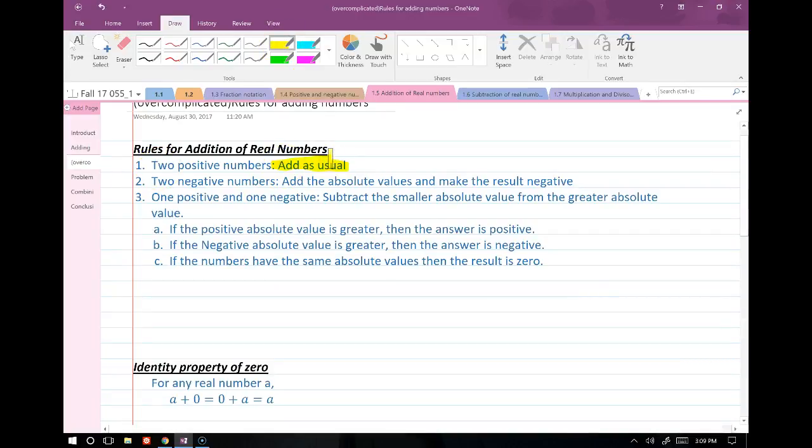No problem. If you have two negative numbers, you just add the absolute values and make the result negative, right? So negative 10 plus a negative 10 is negative 20, right? We're just going further in the negative direction.